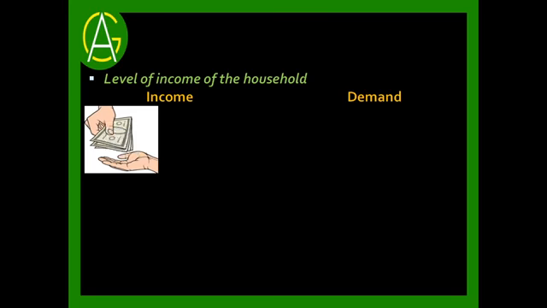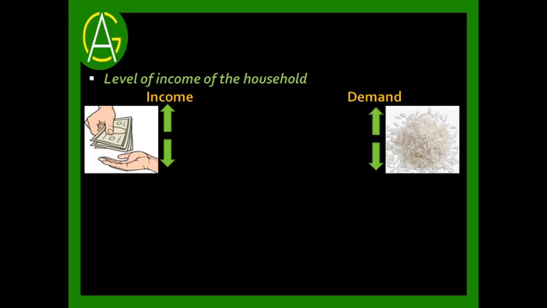Whenever income increases, this will increase your purchasing power, and when your purchasing power increases, the demand will increase. And when the income decreases, this will reduce your purchasing power, and as a result the demand will decrease. Say for example, this is basmati rice, and the income of the consumer increases, he will start purchasing more basmati rice, and when his income decreases, he will reduce his consumption, so the demand for basmati rice will decrease.